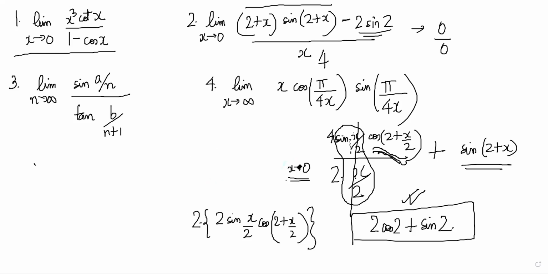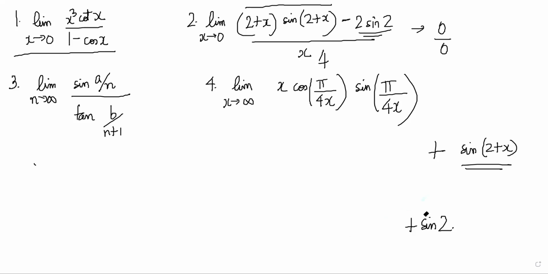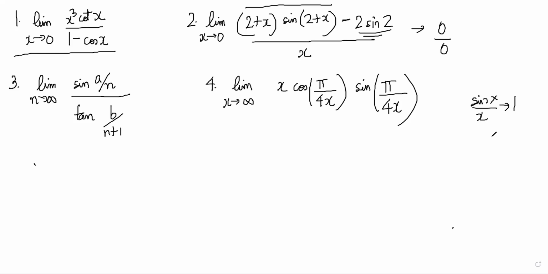Now in the third one, the limit as n tends to infinity makes the argument of the sine function tend to 0. Whenever the angle is tending to 0, we should think of the sin x by x and tan x by x forms. These two limits are going to be 1 only when the angle is small, that is, x tends to 0.